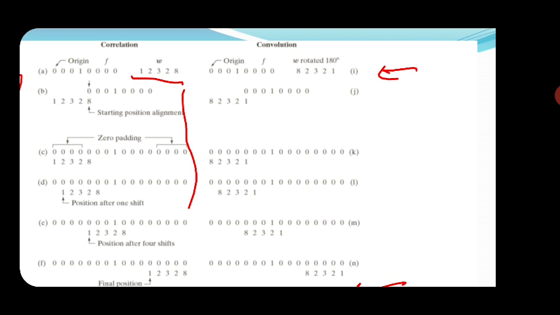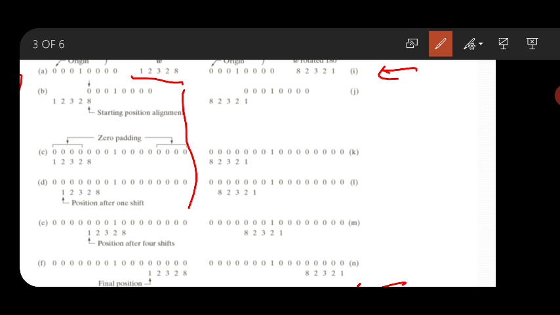So how many zeros are to be appended? M minus 1. What is the value of M? 5. So how many zeros are to be appended at the left and the right? 4 zeros. This is what I have appended: 4 zeros at the beginning and 4 zeros at the end, and again you slide it.